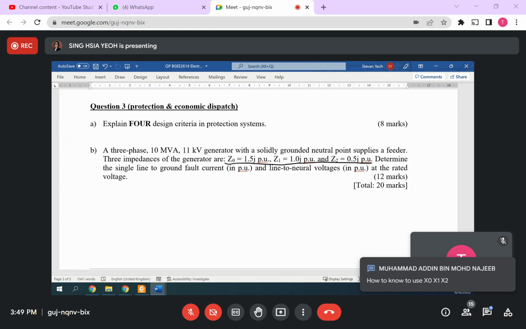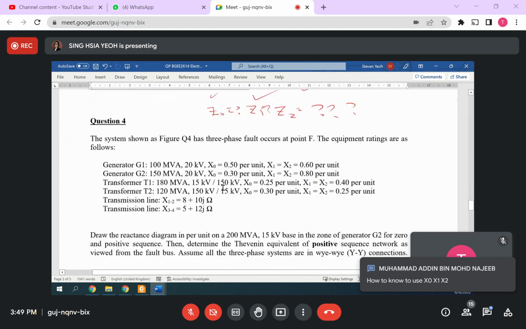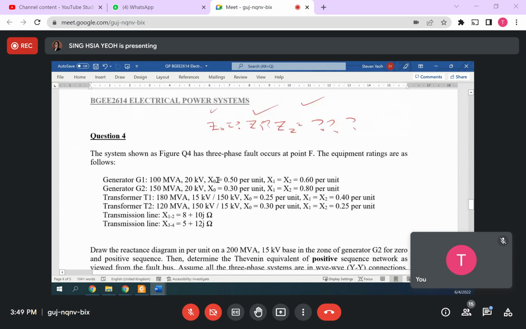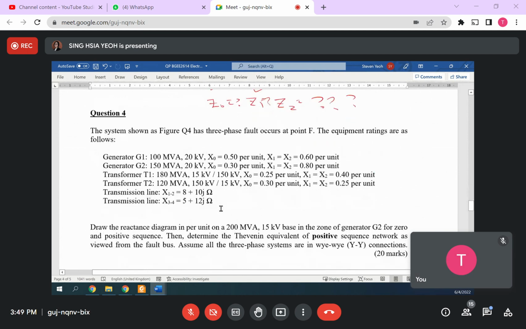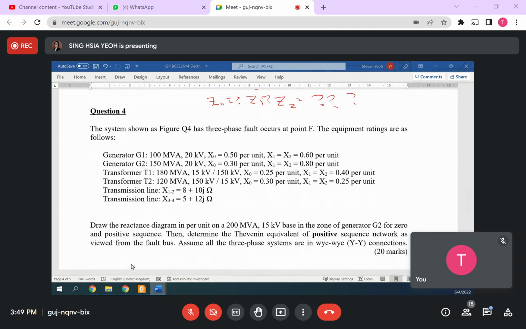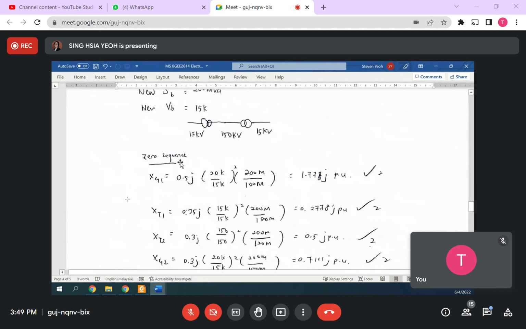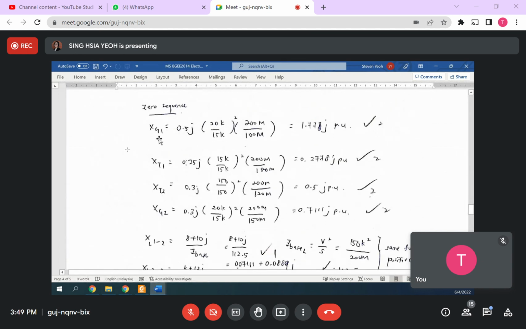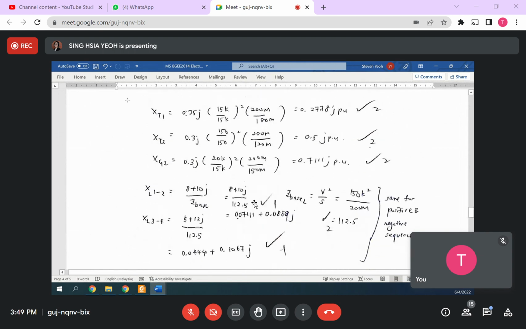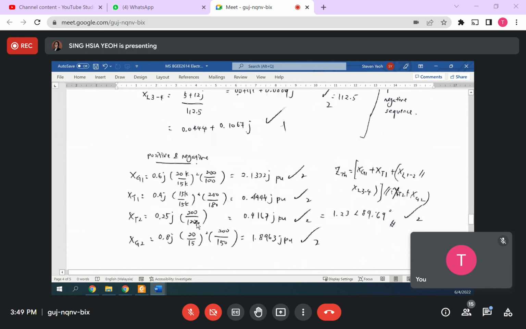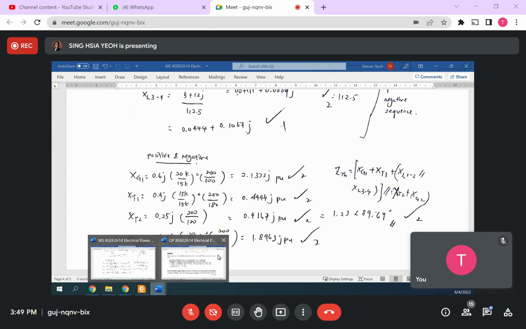How to know to use X? You need to use all X when finding zero sequence. Then you use a zero sequence value for G1, T1, T2, G2. Okay, but the line is the same for all. Then for positive and negative sequence, you use the positive and negative sequence values for G1, T1, T2, and G2. You need to use all values.